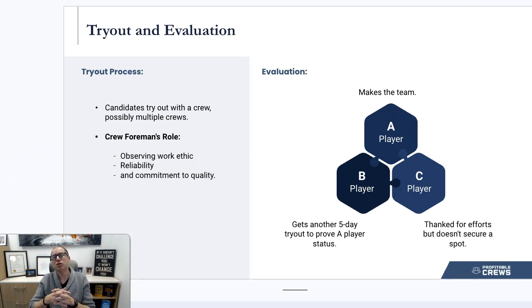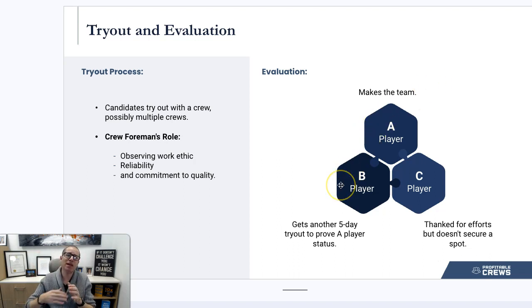So again, we introduce how we do this through what we call the tryout and evaluation, right? So it's a 5-day tryout, as opposed to saying, hey, we're going to hire you. We're going to give you a 5-day tryout. And so the candidate tries out with a crew, possibly multiple crews. And the crew foreman is really responsible for observing their work ethic, their reliability, and their commitment to quality. And at the end, the crew foreman makes a decision, are they an A player, a B player, or a C player? If they're an A player, then they'll recruit them right onto their team and they go from this tryout to being an employee with that crew.